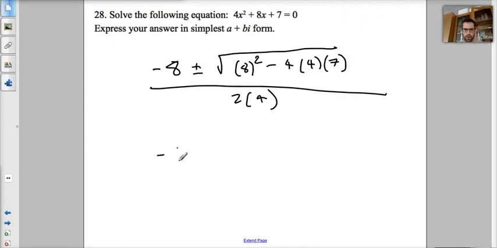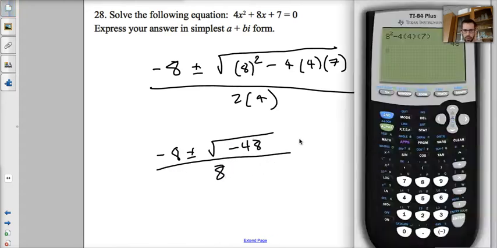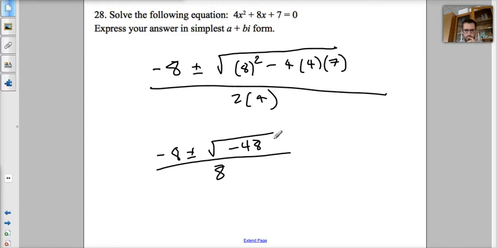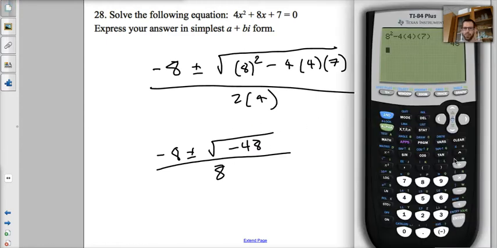So I get negative 8 plus or minus the square root of negative 48 over 8. 2 times 4 is 8. Good. Okay. So now I need to find the biggest perfect square that goes into 48. I think it'll be 16.